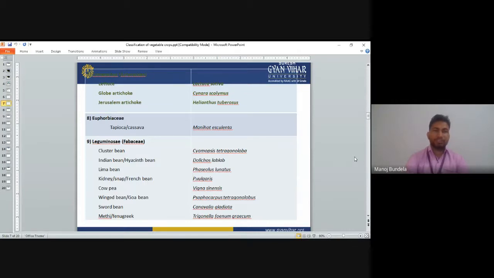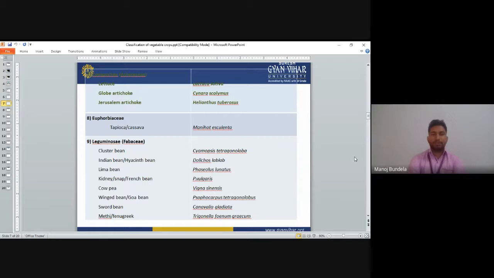Next family is Asteraceae, or we can say Compositae. In the Asteraceae family, the first one is lettuce, Lactuca sativa. Globe artichoke, Cynara scolymus, and Jerusalem artichoke, Helianthus tuberosus. These belong to the family Asteraceae. Euphorbiaceae family: tapioca or cassava. Tapioca and cassava are the same; the scientific name is Manihot esculenta. They belong to the family Euphorbiaceae.